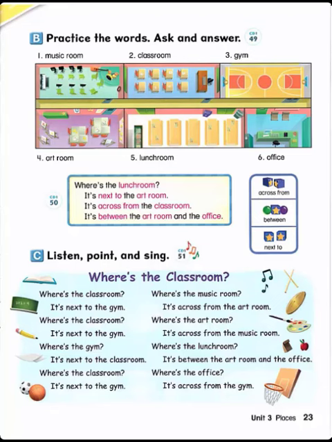Number 5. Where's the lunchroom? It's across from the classroom. It's between the art room and the office. Number 6. Where's the office? It's next to the lunchroom. It's across from the gym.